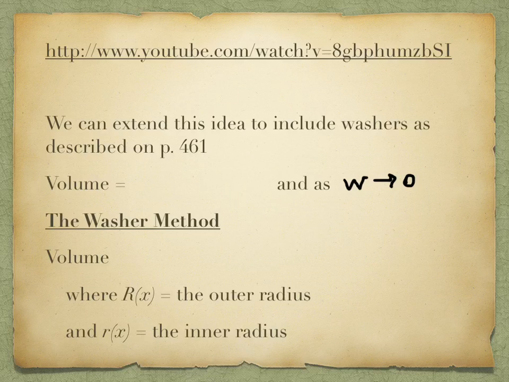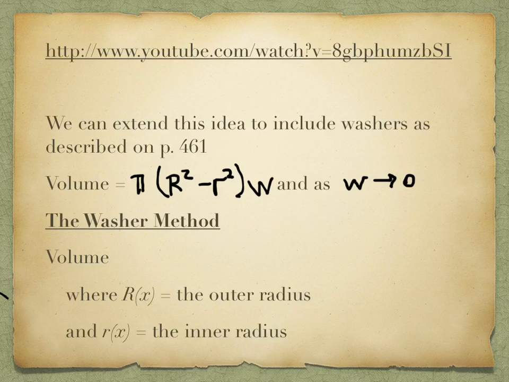So I mentioned that we are going to extend this idea to include washers. When we take a look at the volume that he had talked about in this, it was actually pi, and we would have the outer radius squared minus the inner radius squared times the width or the height of these different rectangles. So your book uses W, so I'm going to use W for width.